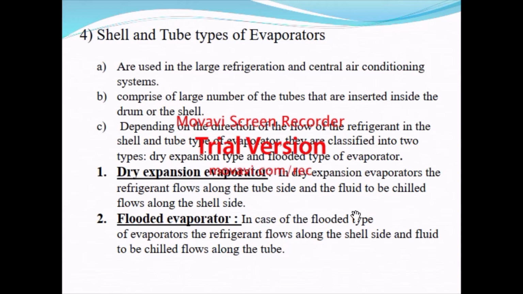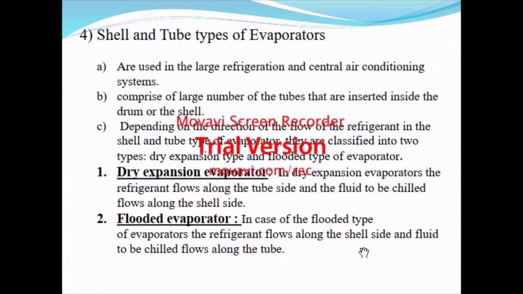In the case of the flooded type of evaporator, the refrigerant flows along the shell side and the fluid to be chilled flows along the tube. What is different about the dry and flooded types? The dry one uses the tube side for the refrigerant, and the fluid to be chilled flows along the shell side, so the outside of the tube. So this one is the flooded type evaporator, with refrigerant along the shell.